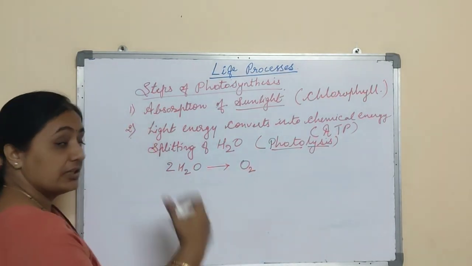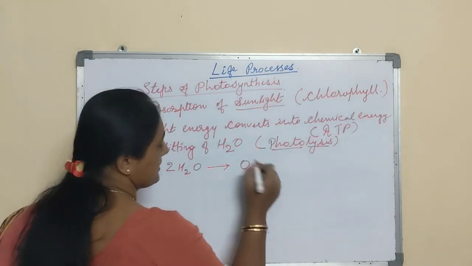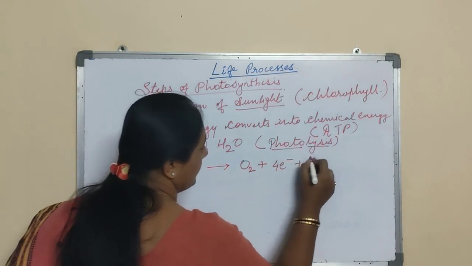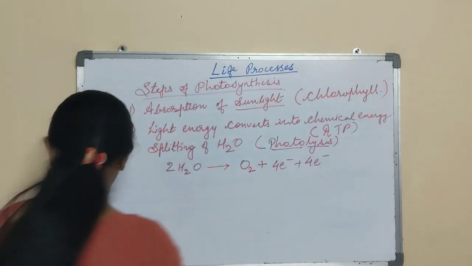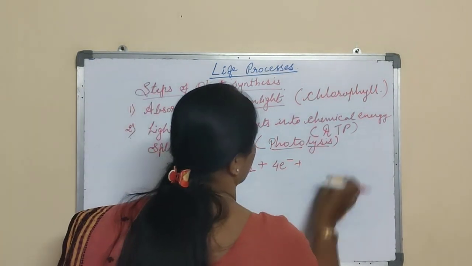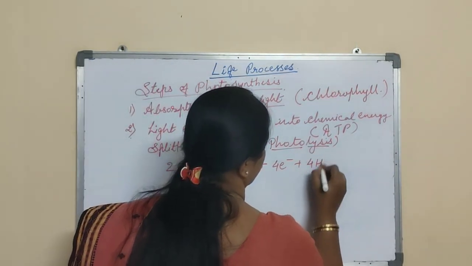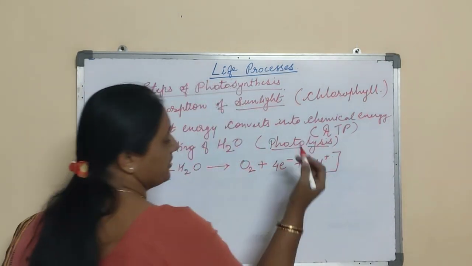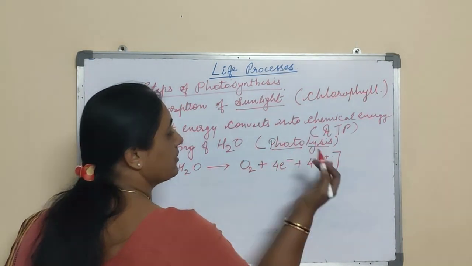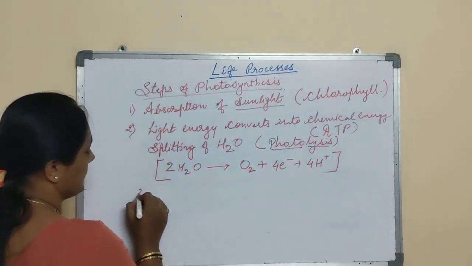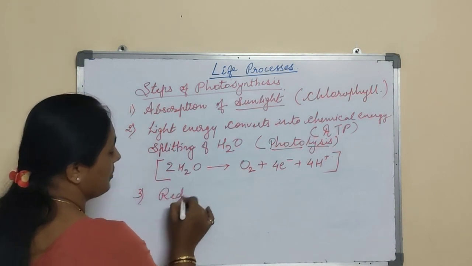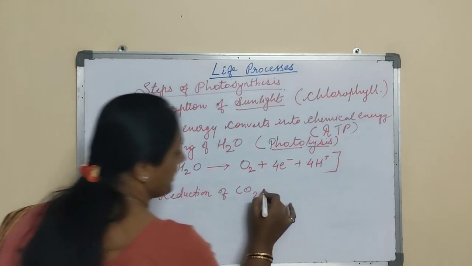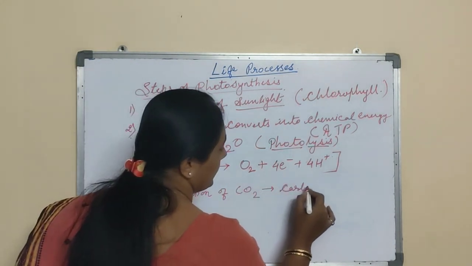molecular oxygen, which we receive as a byproduct of the process of photosynthesis, with electron and proton. In this way, water splits to release free molecular oxygen, electron and proton. That is the second step. And the third step is called reduction of carbon dioxide. Reduction of carbon dioxide into carbohydrate.